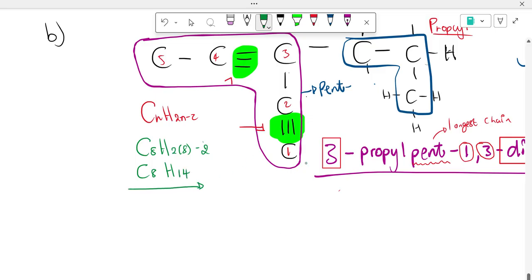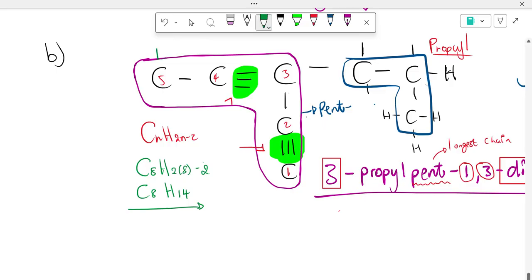So let's see if that's true. How many hydrogens do I have? I would have 1, 2, 3, 4, 5, 6, 7, 8, 9, 10, 11, 12, 13, 14, 15. Something is wrong. There's a carbon with more bonds than it should actually have. Which one would that be? Let's see. Aha, it's this one here. Right, so this is 14. C8H14.